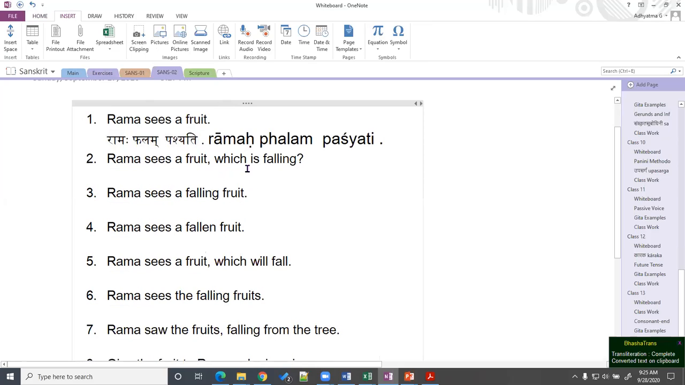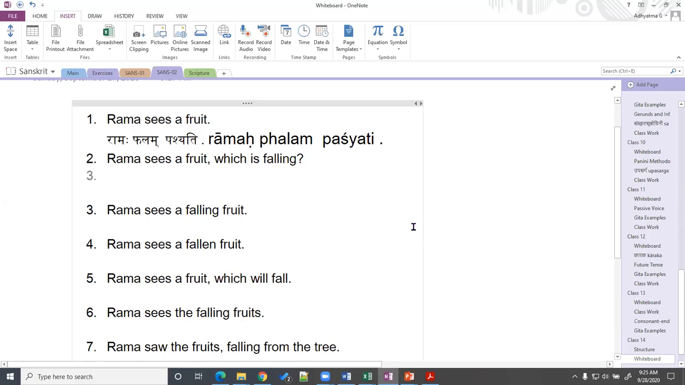Now if I say, Rama sees a fruit which is falling. Maybe falling from the tree or whatever, but it's not mentioned here. It just says Rama sees a fruit which is falling. So how will you make this sentence? You will have Rama phalam pashyati.